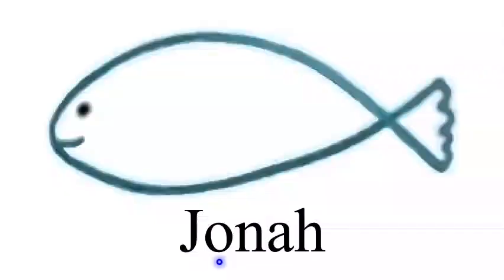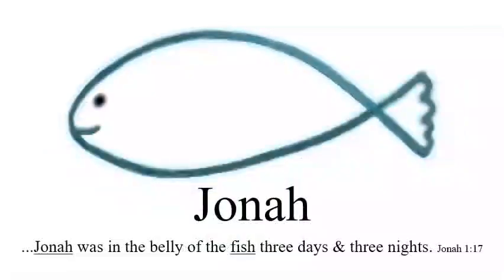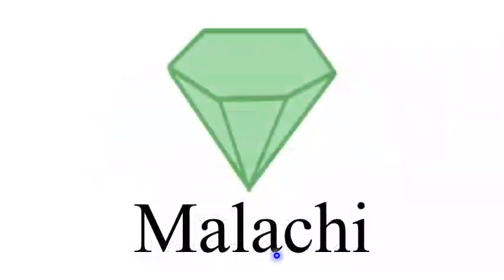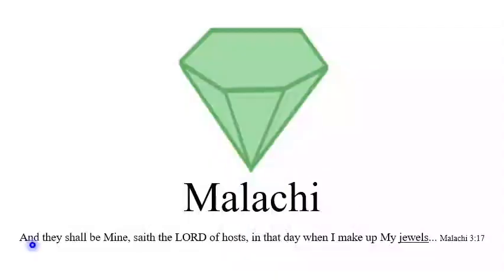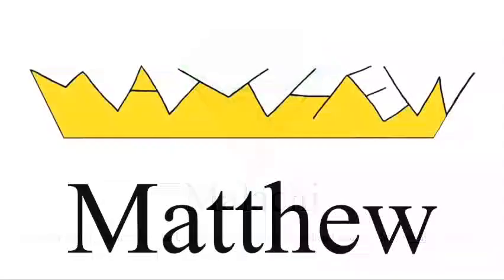The icon for Jonah is the great fish that swallowed Jonah, because it says in the Bible, "Jonah was in the belly of the fish 3 days and 3 nights." The icon for Malachi is a large jewel, because the Bible says, "And they shall be mine, saith the Lord of hosts, in that day when I make up my jewels."